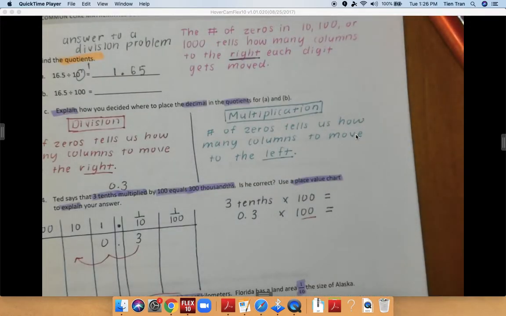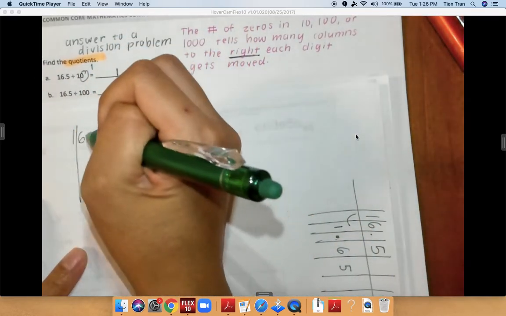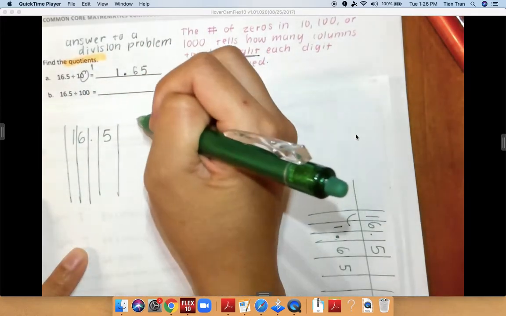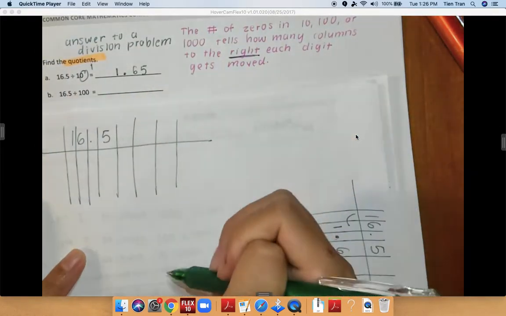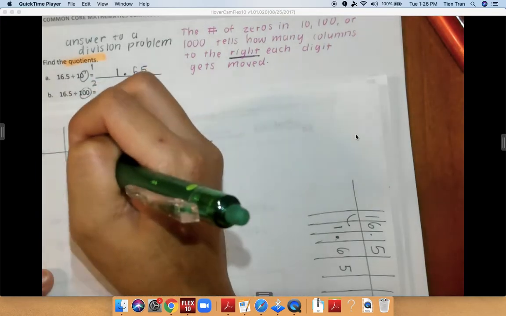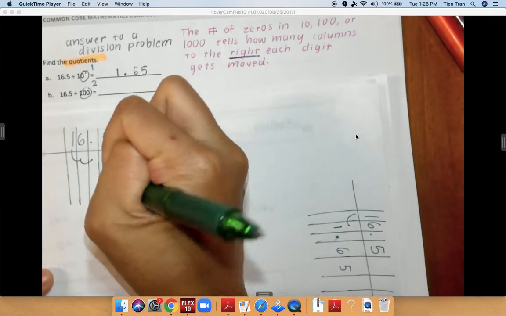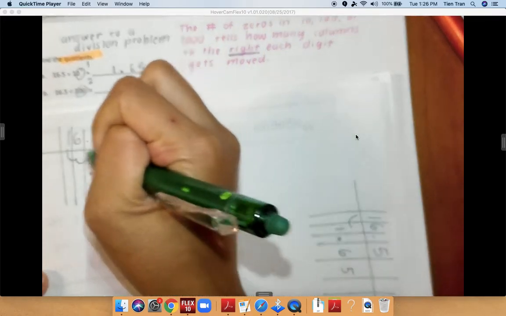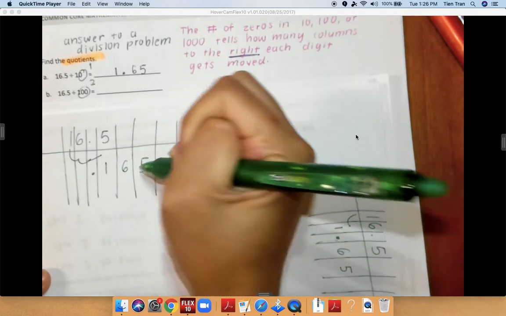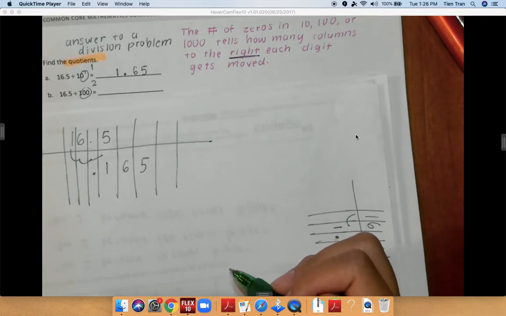Okay? Now, let's do problem B. For problem B, I have 16.5 divided by 100. So this is also dividing, so that means my number is going to move to the right. How many times? 2 times because there are 2 zeros. So I'm going to move to the right 2 times. 1, 2. Add 1, 6, oops. That's where the decimal is supposed to go. I have 1, 6, 5. So my new answer is going to be 0 and 165 thousandths.